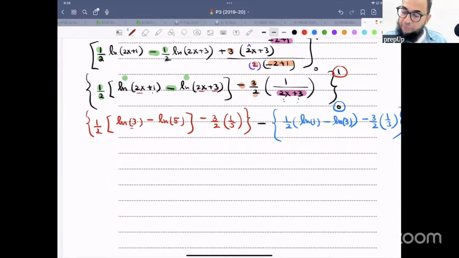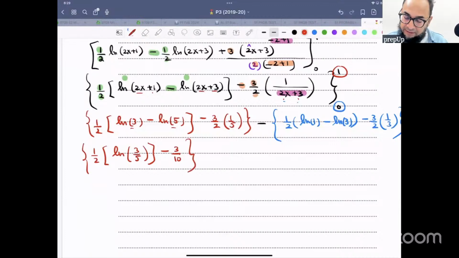This is ln 3, ln 5. This is half ln 3 over 5 according to the rule of log. I'll just come to that in a short while. This is minus 3 over 10. So let me close the bracket. This is 3 over 10. Then this curly bracket. Now it's time for the blue bracket.